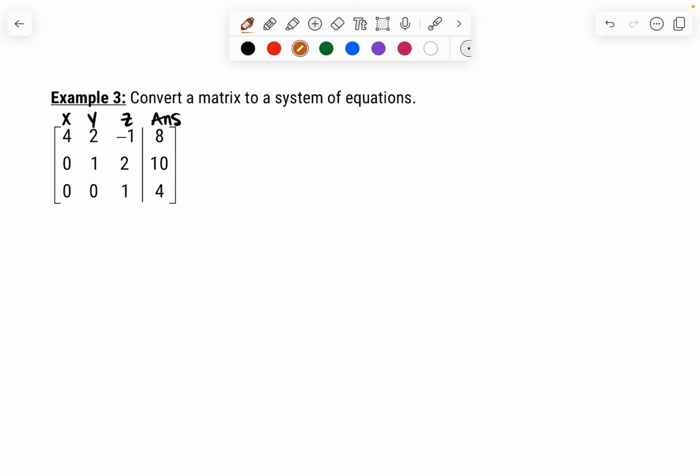So I'm going to have 4x plus 2y minus 1z is equal to 8. Second equation is going to be 1y plus 2z is equal to 10. Third equation is going to be 1z is equal to 4.